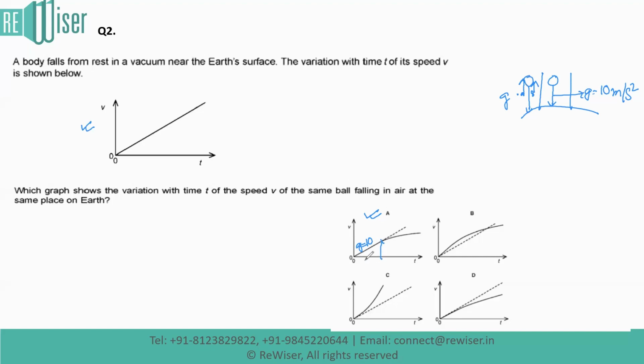Why? Because the velocity is now high enough so that the air resistance is also effective, and it is effectively reducing the gravitational acceleration or falling acceleration. So this is the correct answer. Thank you.